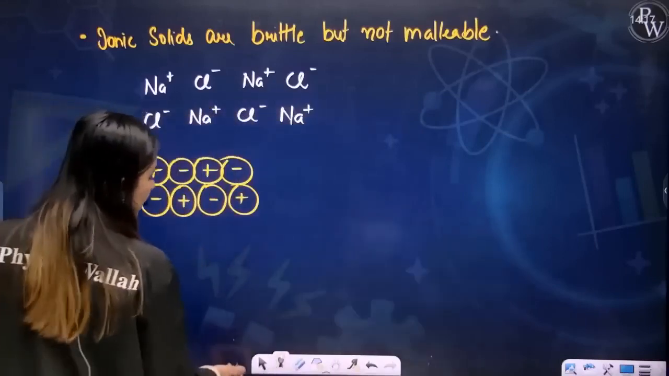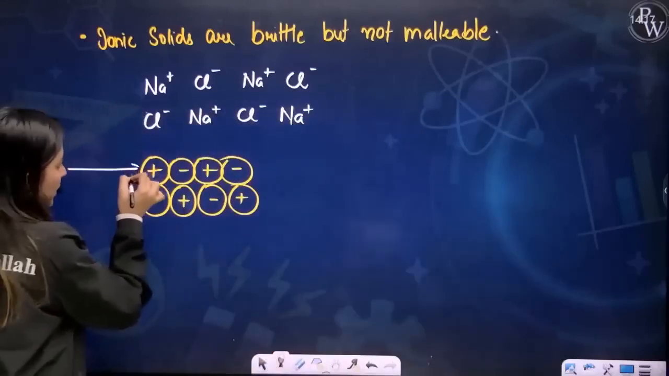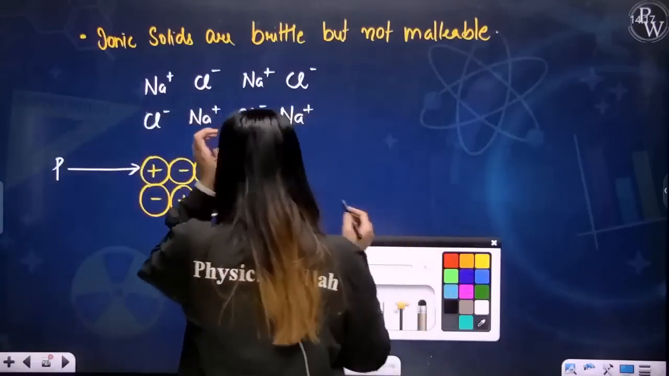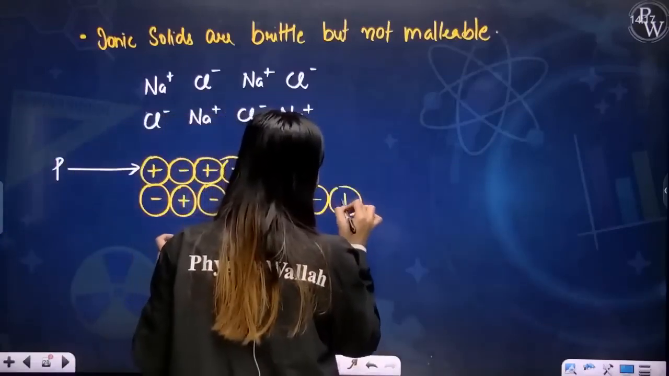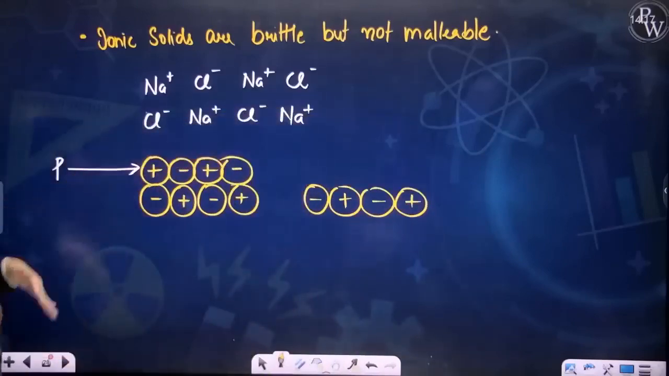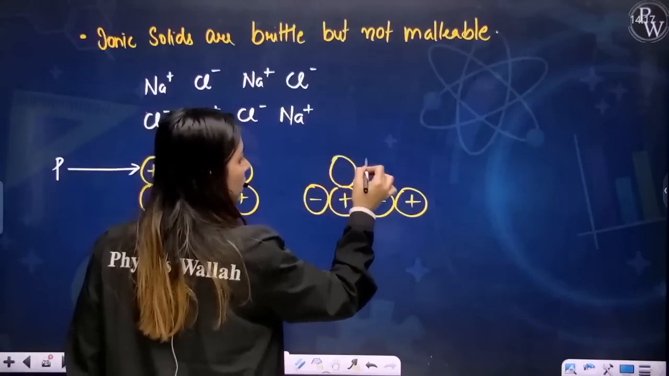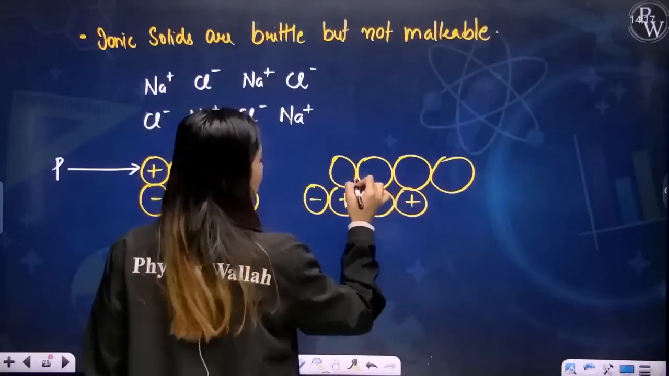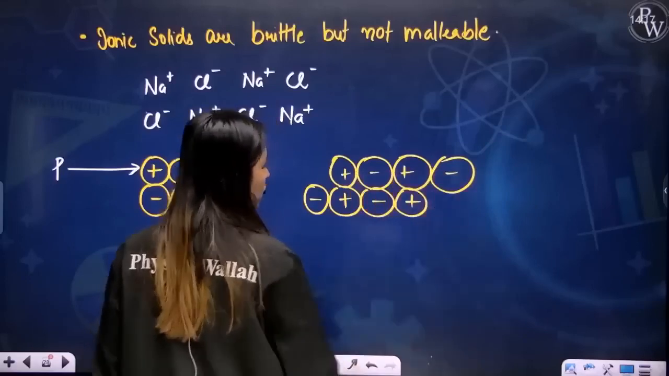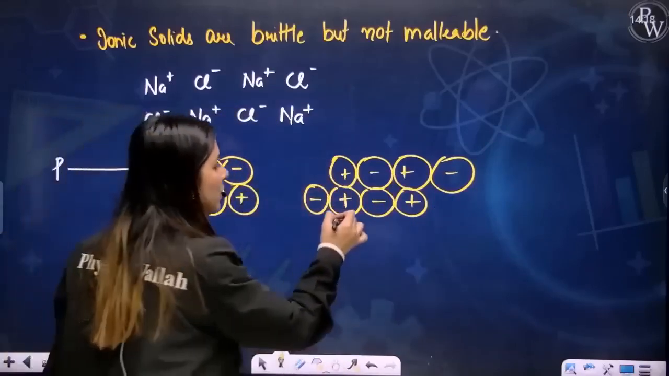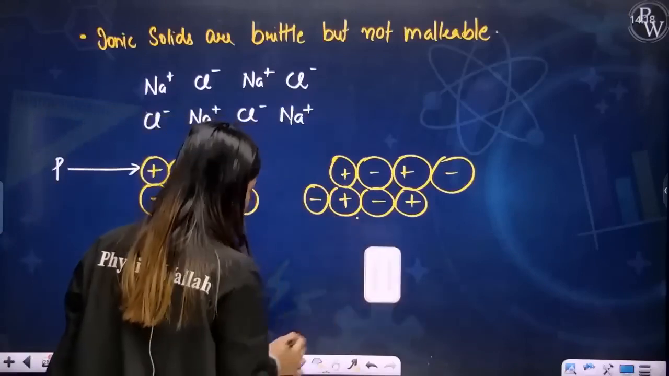And why are they brittle in nature? I'll explain. Now try to understand that I applied some pressure over this layer. If I apply pressure over this layer, what will happen? You will have negative, positive, negative, positive. You applied the pressure over the above layer, my dear students. What will happen? It will move a little in front and you will have positive here, negative here, positive here, negative here. Now you have positive charges together. So can I say that these will repel?